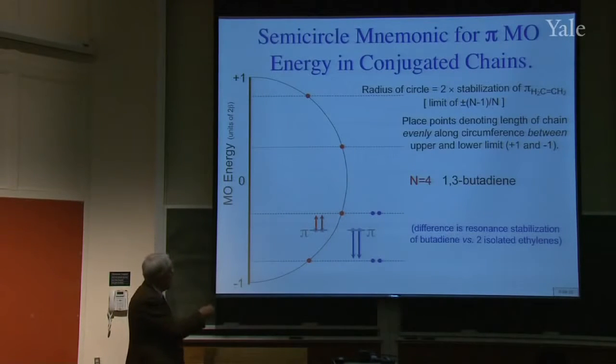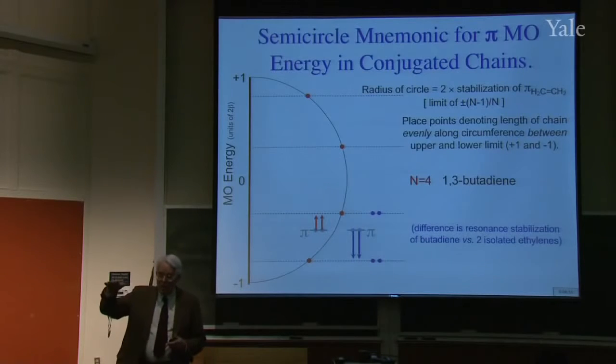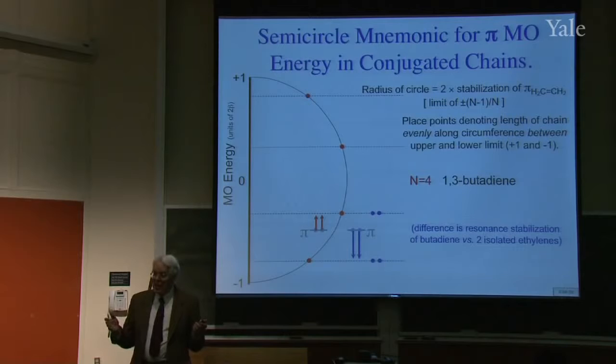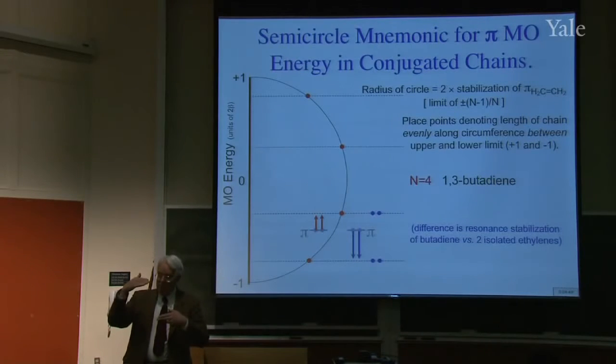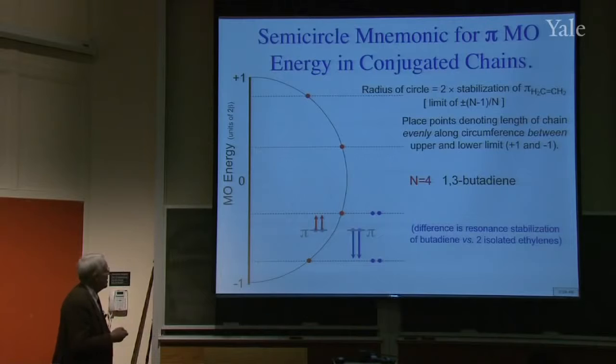The difference between these two is not as big as how much those lowest two got stabilized in allyl. So that's why conjugation is worth more in these allylic intermediates, like 13 kilocalories per mole, than it is in a diene, because in the diene, some go up and some go down. Okay?